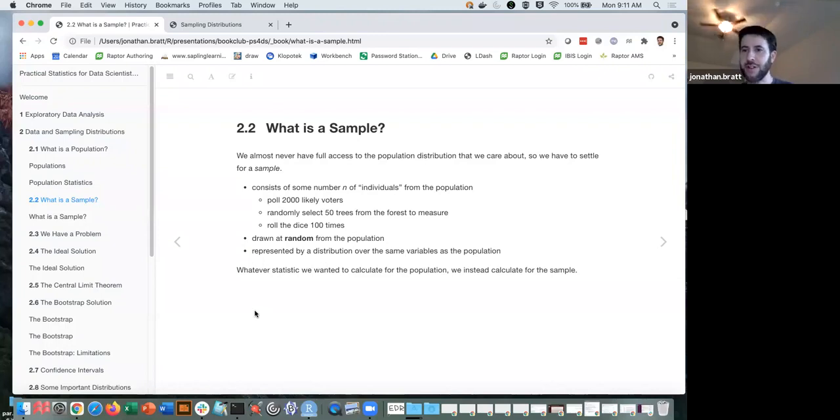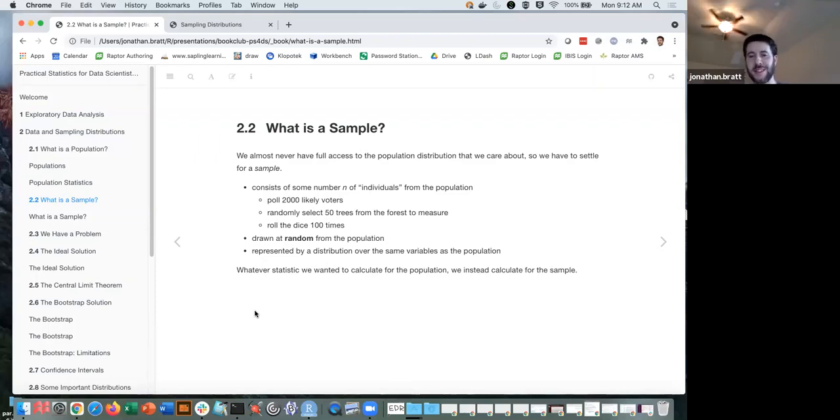Now the word sample here has a technical sense in statistics. It's some number of individuals, and I'll use that word broadly here, that are drawn from the population. So if our population is people who will vote in the election, then the sample is some set of likely voters. For the trees in the forest, the sample would be a random subset of those trees. If I want to sample the population of dice outcomes, I'd roll the dice a number of times, or breed the fruit flies, or whatever.